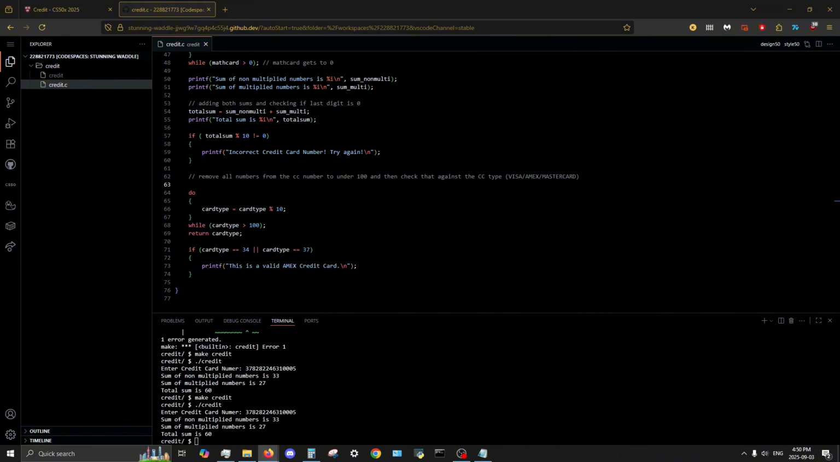So I need to put something here after the if statement. Let's Google if statement C language. Yeah, if this, we go to print. What am I missing? What the fuck am I missing?